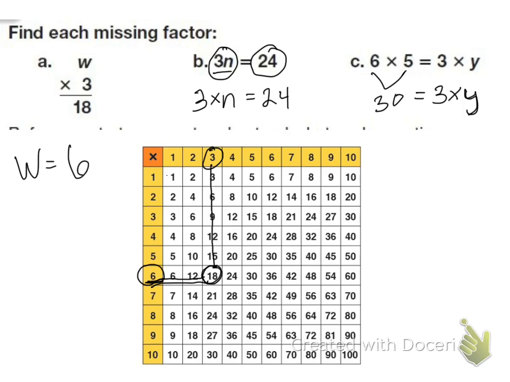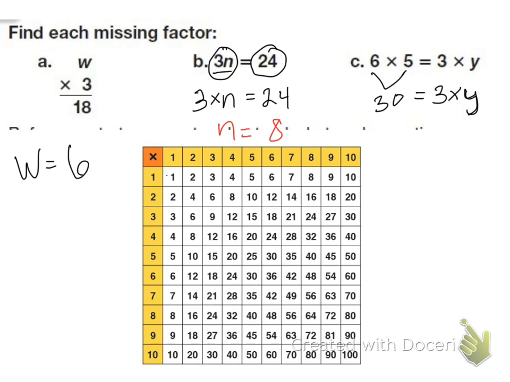Okay, let's try the next problem. So we have 3 times n equals 24. So starting with 3, we're going to follow it until I get to the 24. And then we'll follow it to the left, and I can see that 3 times 8 equals 24. So n equals 8. And on the last one, we have 3 times y equals 30.